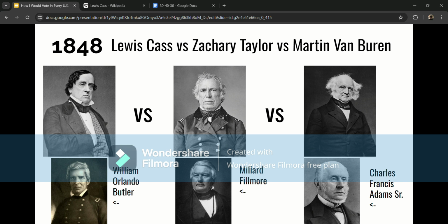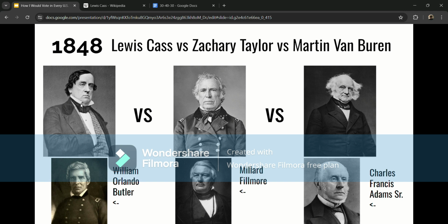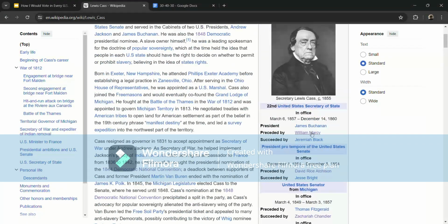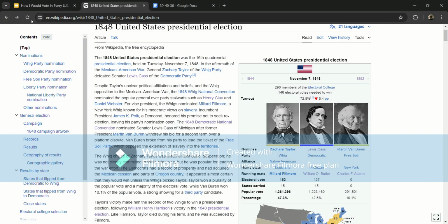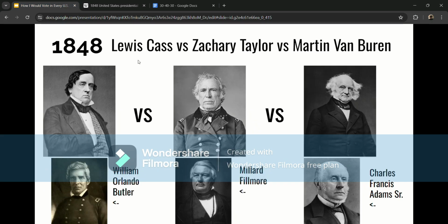So him standing for that was absolutely terrible, and it would have turned me off against him completely. Now, as for character, I'll be honest, I don't really know a ton about Lewis Cass and his character. Obviously a good, skilled, hard worker. Obviously he wouldn't have gotten all of the positions that he had, but again, he kind of just reminds me of another just out-of-touch individual with the mood of the country at the time.